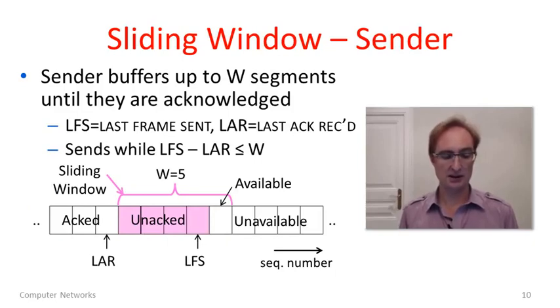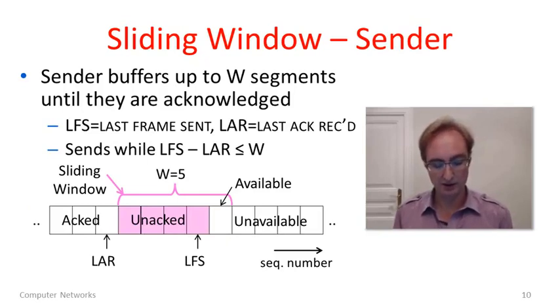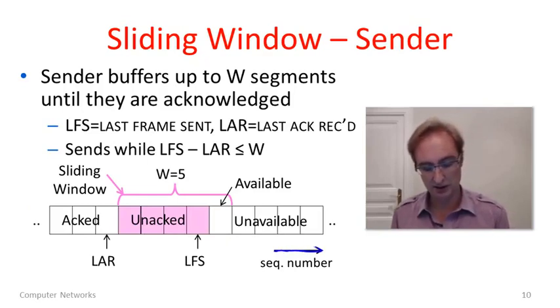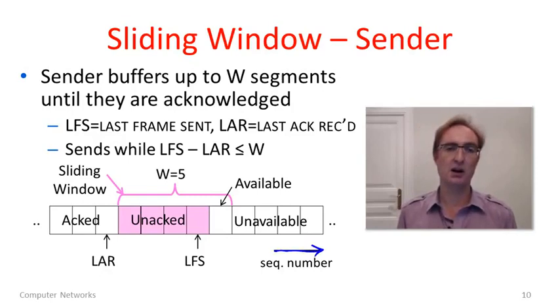So this is what happens at the sender. Now, the picture below is showing you the buffering as a function of the sequence number space. So sequence numbers go up to the right here. So these are the segments of data going along to the right in this picture. The sender is allowed to buffer up to W segments of data until they're acknowledged. So this is information that's been sent and not yet been acknowledged. The sender needs to buffer this because if it's not acknowledged, the sender is going to have to retransmit it, so I better have a copy.